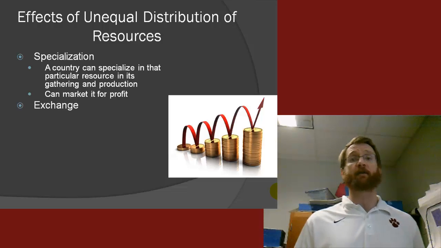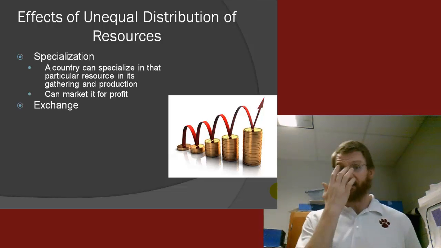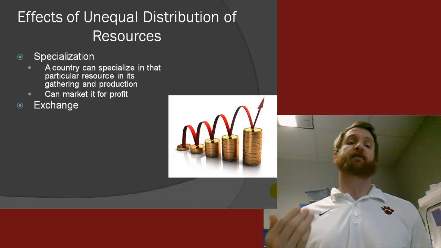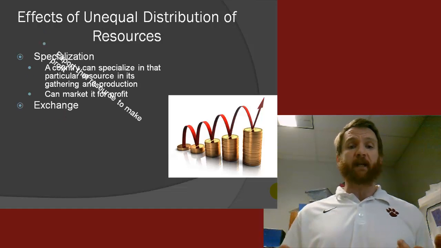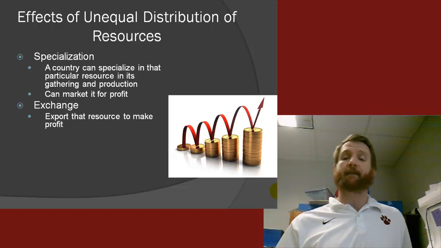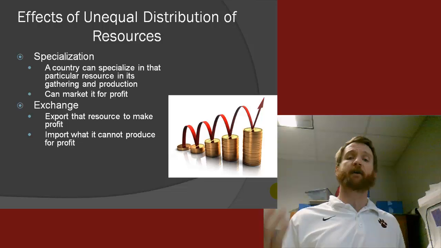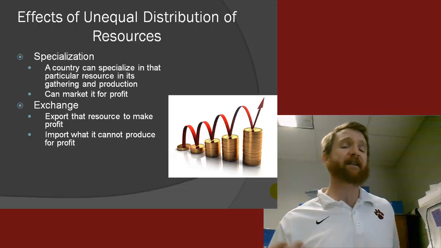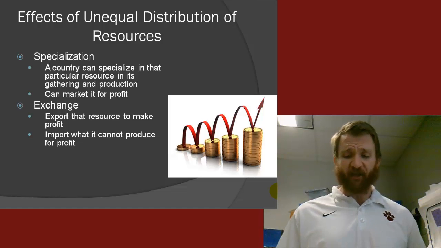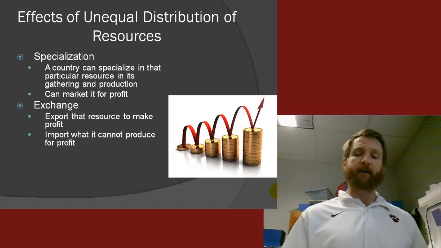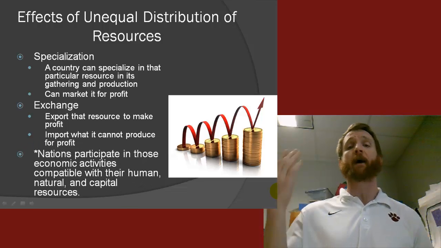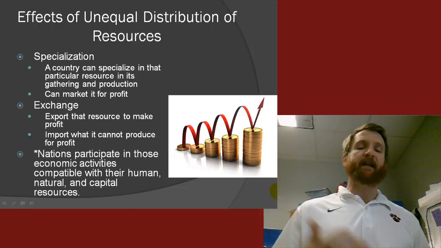Okay. It also results in exchange or trade. That's the easiest way to look at this, is that the unequal distribution of resources results in trade or exchanging. Countries export those things that they can make for a profit, and they import those things that they can't. The United States, for example, imports a lot of clothes. It's very inefficient for us to make clothes here in the United States, and so we import a lot of our clothes. Most clothes people wear aren't made in the United States.